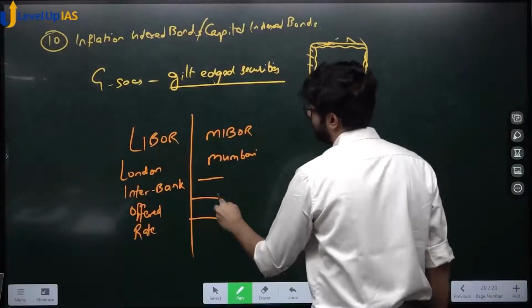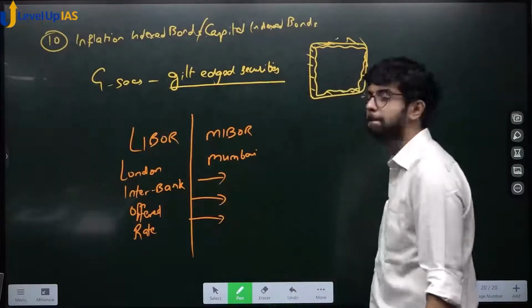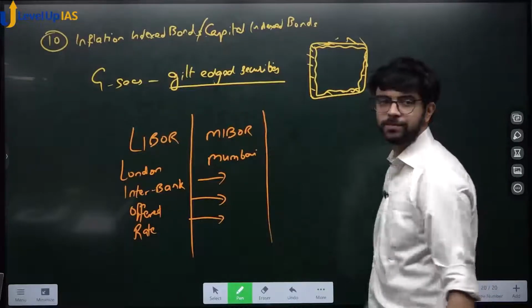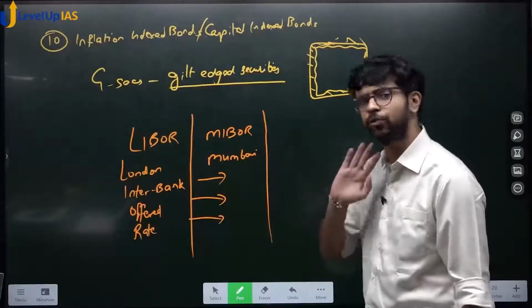Mumbai Interbank Offered Rate, okay? See, this is for prelims. No logic, no concept, no need to go in depth.